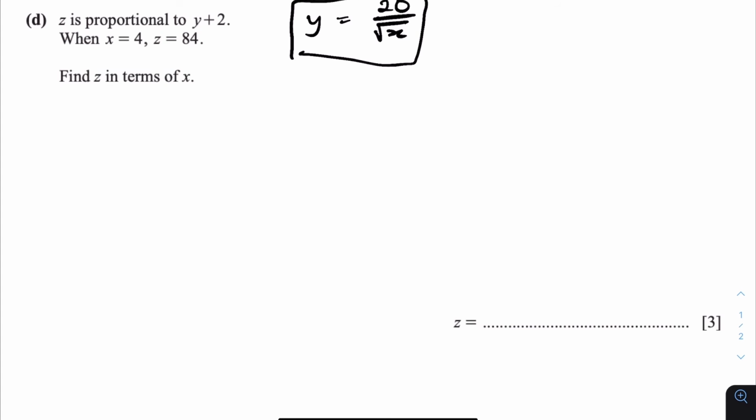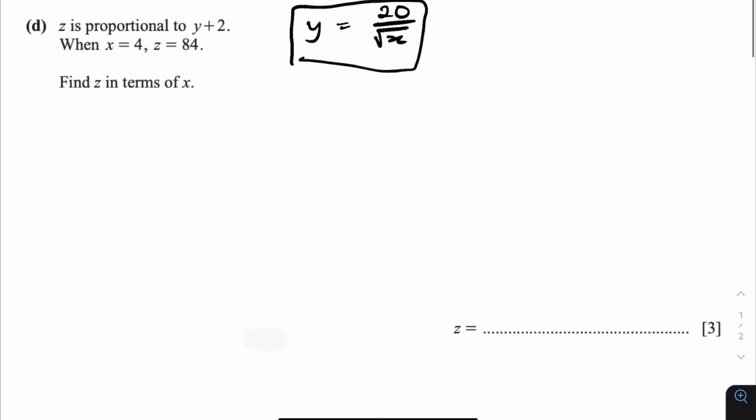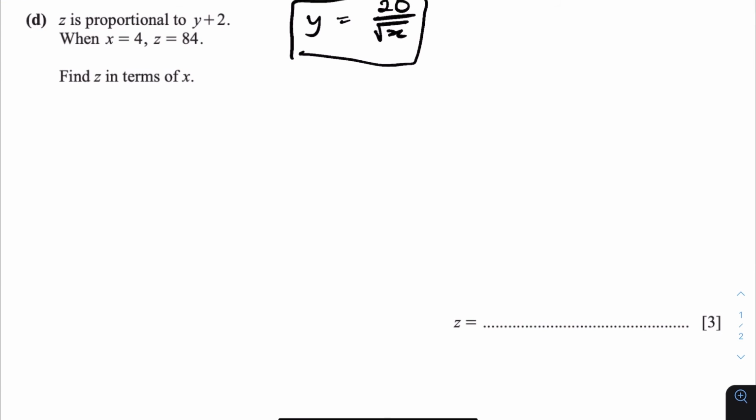So it says that z is proportional to y plus 2. When x equals 4, z equals 84. Find z in terms of x. So the first thing we've got to realize is that we actually need this equation here, because while it says z is proportional to y plus 2, it actually gives us the x values to work with to find z in terms of x. So we've got x in here, so that's good.